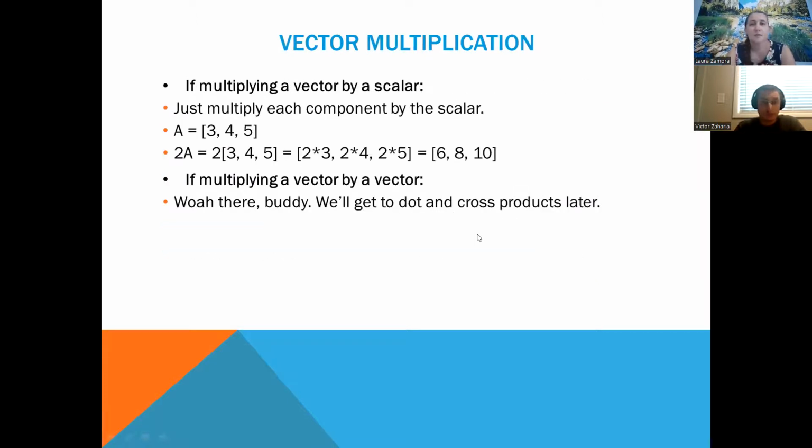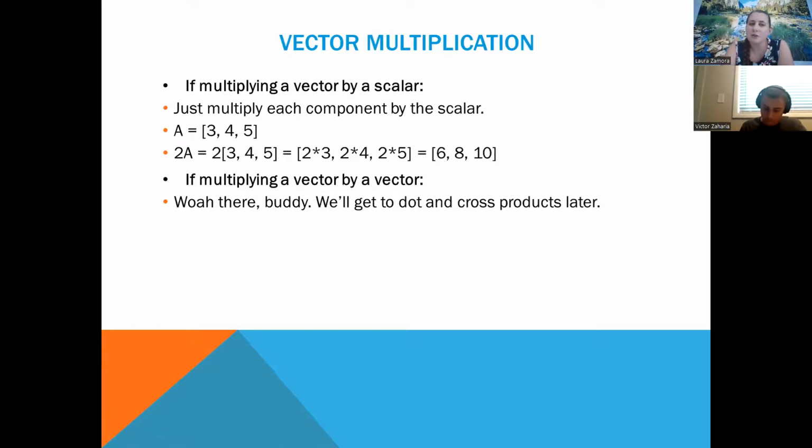Okay. So when we're multiplying a vector by a scalar, then we just multiply each component by that scalar number. So let's say our vector A has an x component of 3, a y component of 4, and a z component of 5. That means that 2A is just 2 times all of those. You distribute the 2 to each of those components. So it would have an x component of 6, a y component of 8, and a z component of 10. So multiplying a vector by a scalar is a pretty simple thing to do.